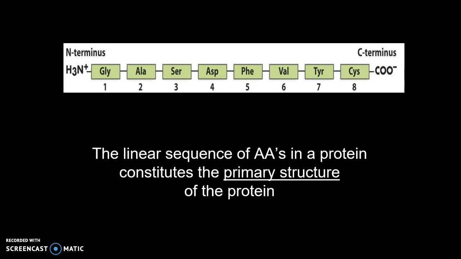The A's, C's, T's, and G's of the DNA are transcribed into an RNA, and then that triplet code is read by the ribosomes to decide which amino acids to put into the protein. And so the left to right reading of the amino acids, glycine, alanine, serine, asparagine, phenylalanine, valine, tyrosine, cysteine, etc. This reading is the primary structure.